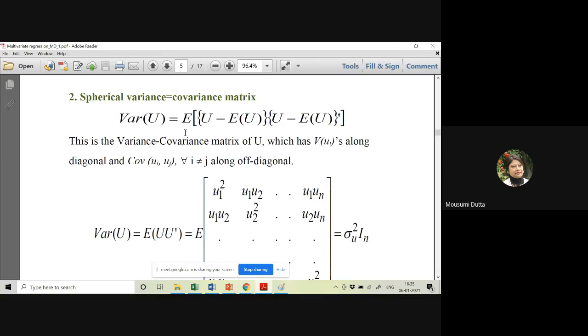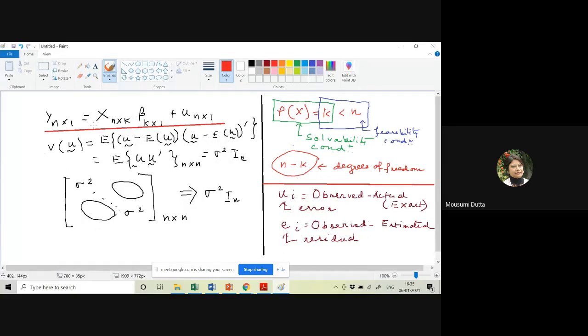So how are we defining it? It is expectation of u minus expectation of u, multiplied with u minus expectation of u transpose. So we are considering the square of the things in terms of matrix algebra. In case of variance, we consider the square of the things. So we need to consider expectation of u minus expectation of u, multiplied with u minus expectation of u transpose. This is the formula for variance.